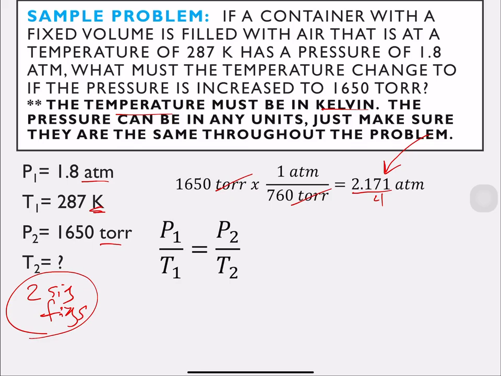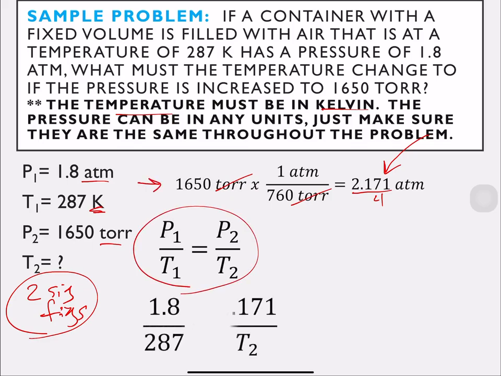Because I chose to list out the givens over there on the left, which you don't have to do, but you do have to show your work and then write down your equation and show more work. Looking at my givens, I place them into my equation where they go. We know that P1 is 1.8, P2 is now 2.171, both in units of atm. Our temperature one is 287 in Kelvin, which is what we needed. So because our temperature is in Kelvin, our T2 will also be solved in Kelvin. Remember on these, we need to cross multiply.